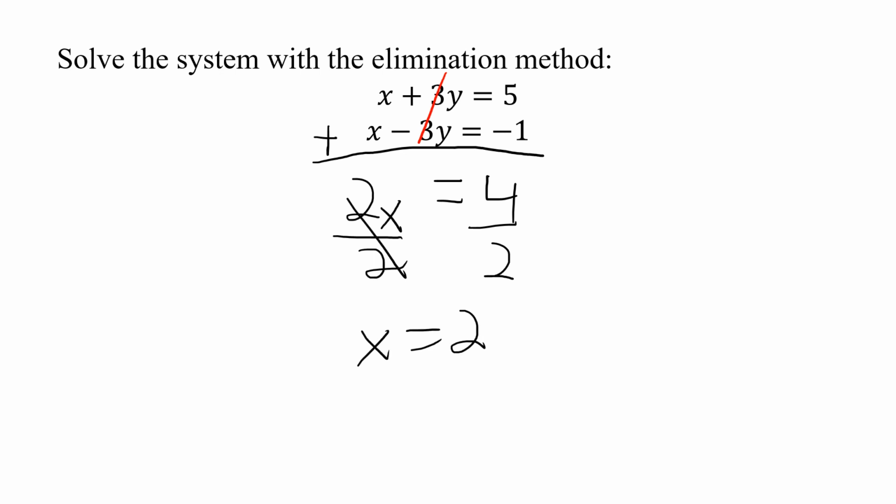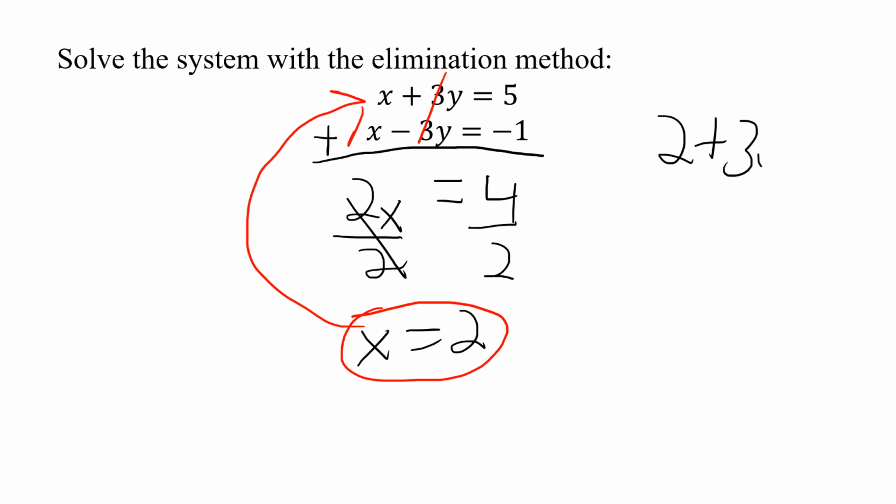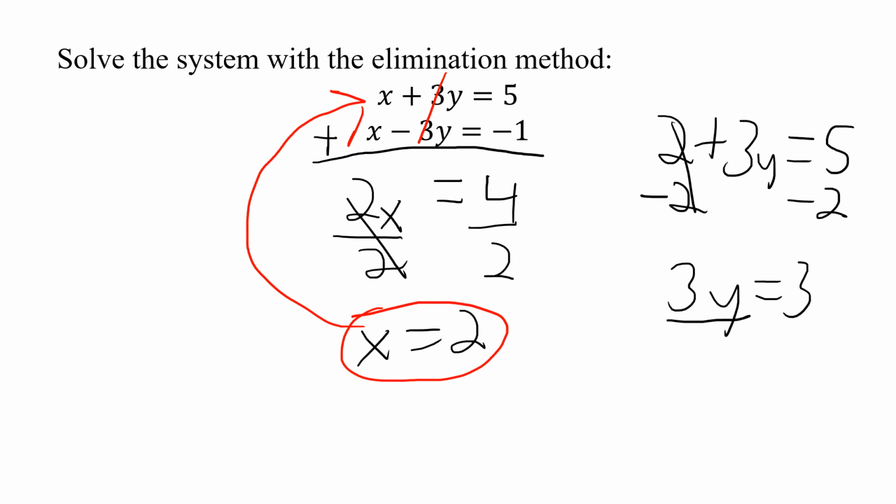Now that we know what x is, we can take that x and plug it into one of the earlier equations. It doesn't matter which one. I'll just do the first one. And what we get is x is 2, so 2 plus 3y, we still don't know what y is, equals 5. We need to get y by itself, so let's take 2 away from both sides. 3y equals 3. We still need to get y by itself, so let's divide that 3 away, and we get y equals 1, because 3 divided by 3 is 1.